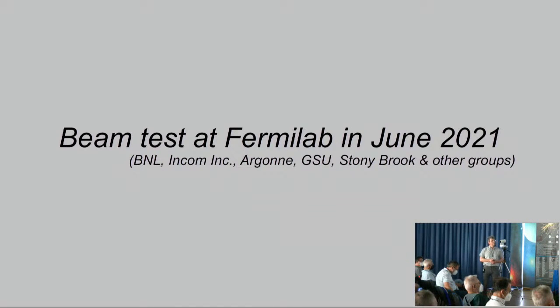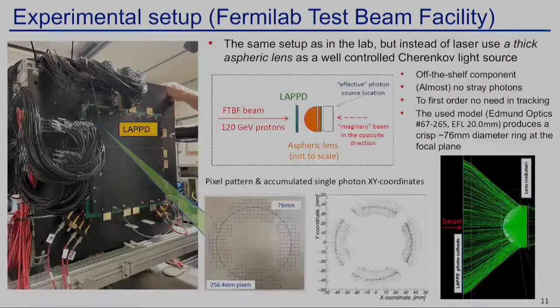Now the beam test at Fermilab in June last year. This was a joint venture of BNL, Incom, Argonne, Georgia State, Stony Brook, and a couple of other groups. We brought our setup to the FTBF beamline, the primary beam. We used in this case a spheric lens as a Cherenkov source, and I know that other people do it differently, so the advantages of this setup are listed here. You get an off-the-shelf component which is very well controlled, so you don't need to do any modifications, and it gives you a very crisp ring of known diameter, which follows from the simulation.